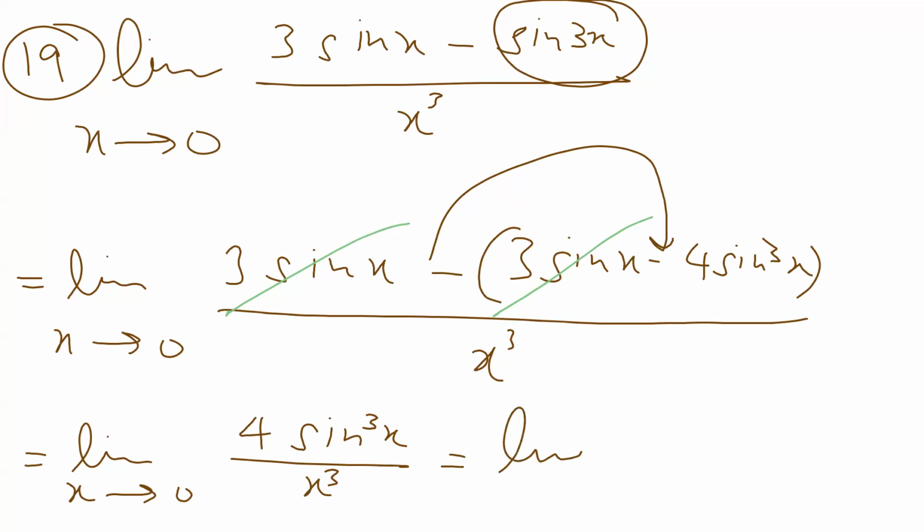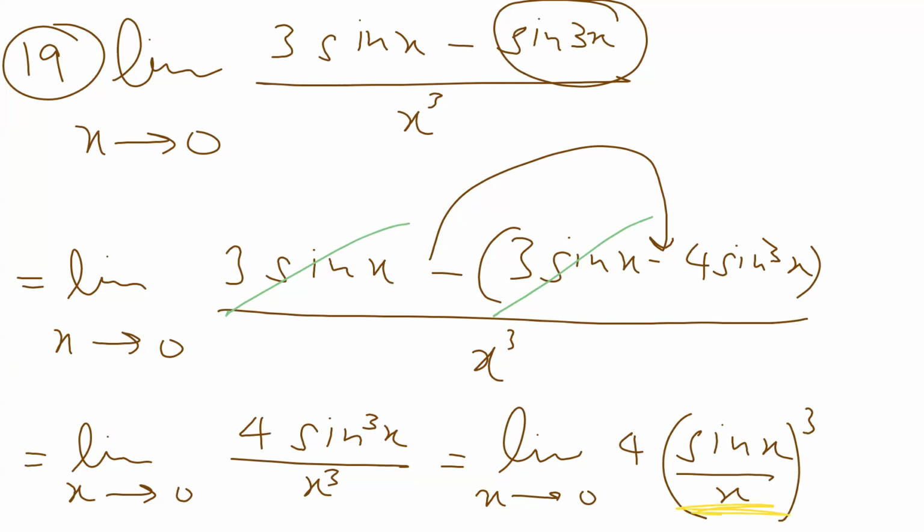Okay. So limit x approaching 0, 4 times (sin x upon x) the whole cube. What is sin x upon x? 1. Correct. This is 1. So 4 into 1 cube. This will be 4 into 1 cube, which is 4.